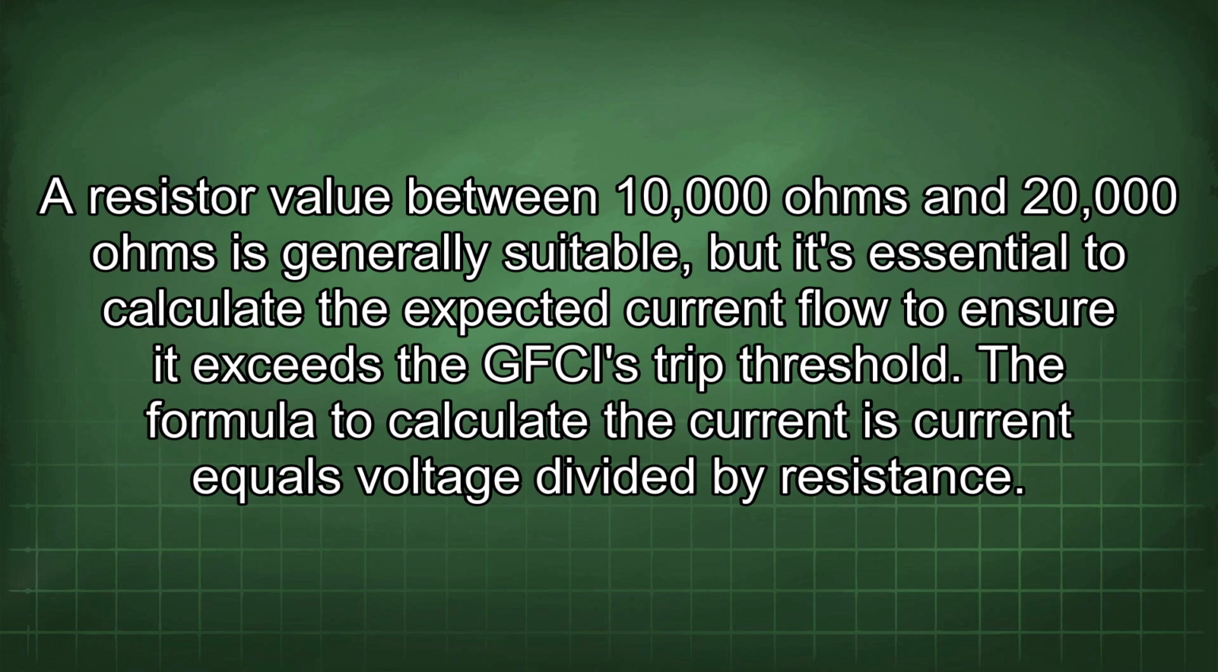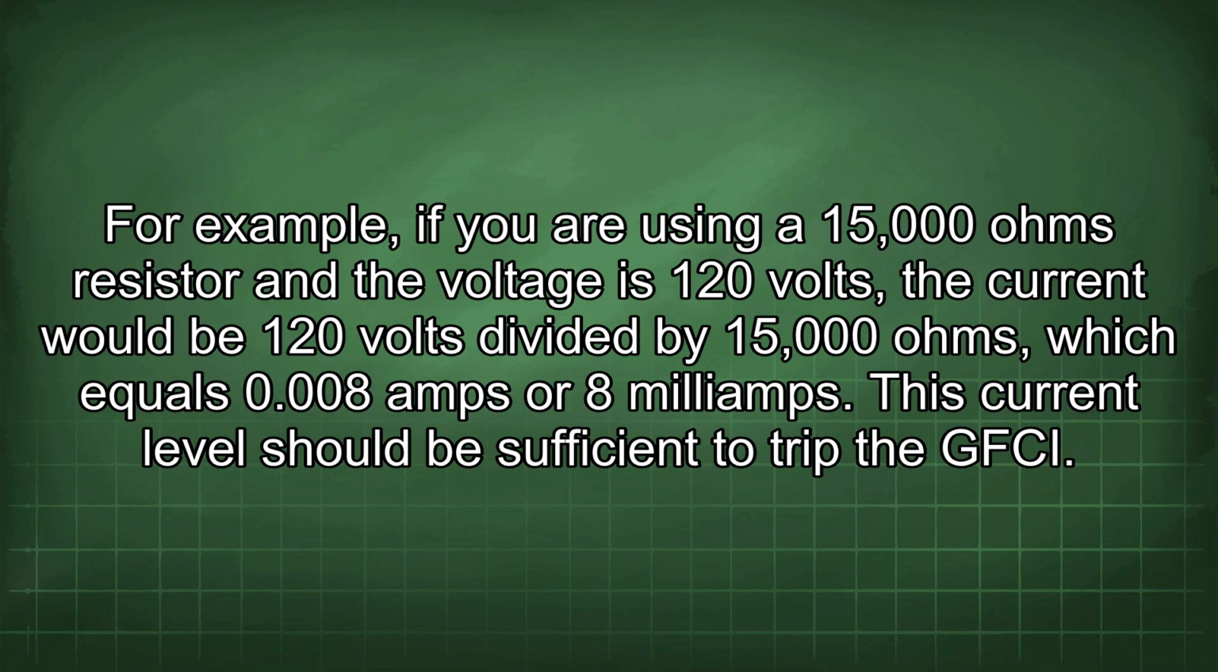The formula to calculate the current is current equals voltage divided by resistance. For example, if you are using a 15,000 ohms resistor and the voltage is 120 volts, the current would be 120 volts divided by 15,000 ohms, which equals 0.008 amps, or 8 milliamps. This current level should be sufficient to trip the GFCI.